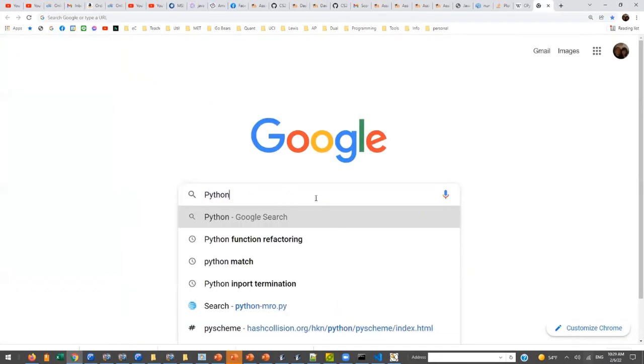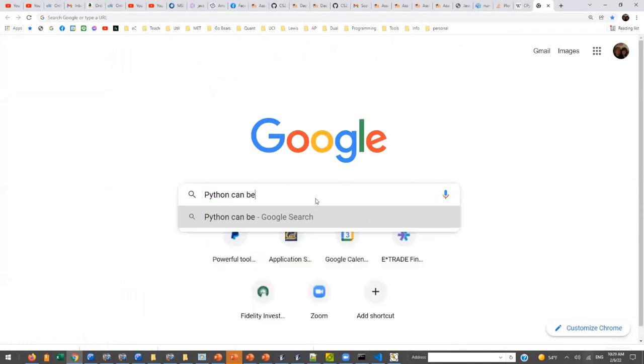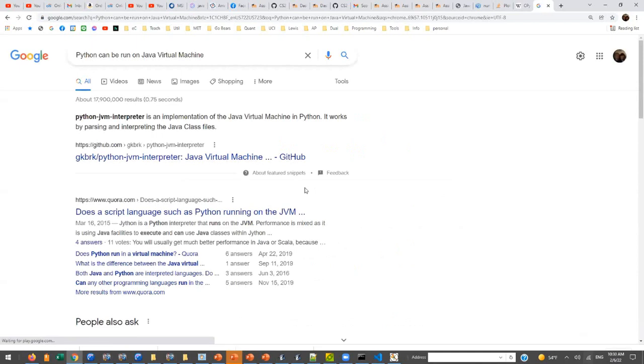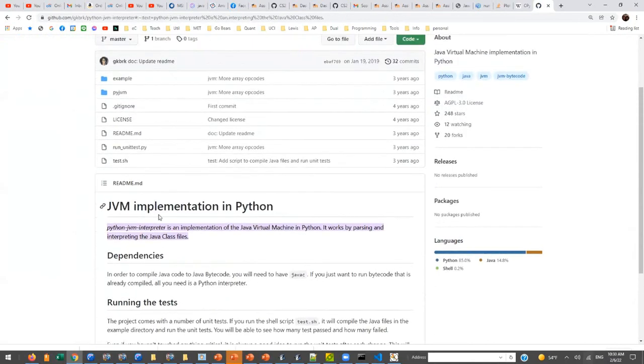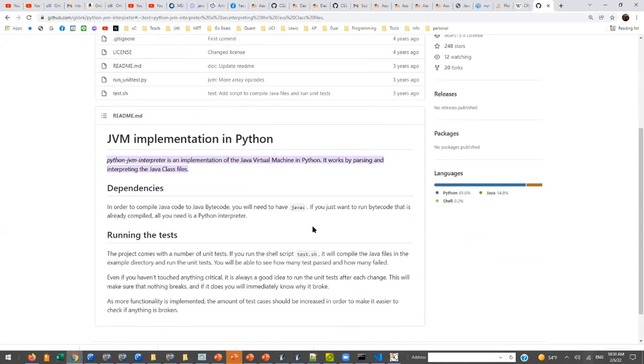Python can be run on the Java virtual machine. In fact, it is. Okay. So Python, Java virtual machine interpreter, they do have something like this. You know what I'm saying? There are 200 more languages being run on the Java virtual machine right now, including Scala, Kotlin, many languages.